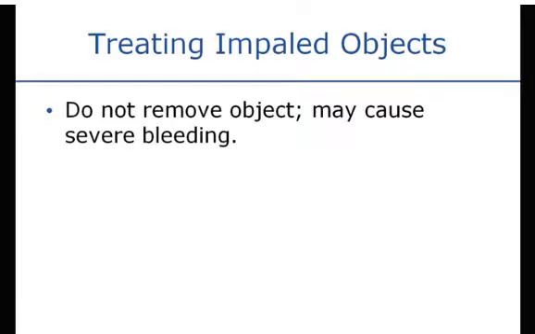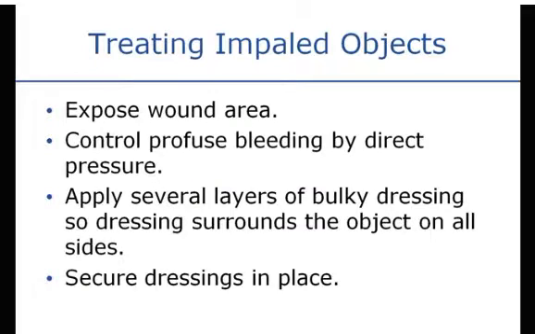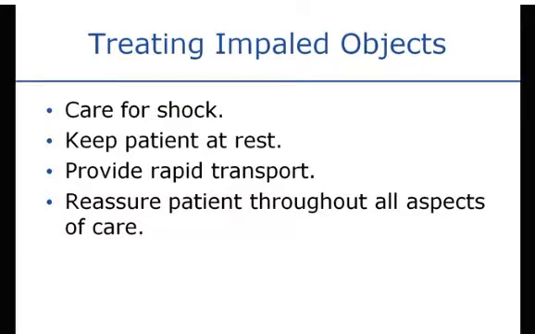Don't remove impaled objects because they may be tamponading the bleeding, and pulling them out may just cause severe bleeding. Expose the wound area where the impaled object is. Control any bleeding around the impaled object with firm fingertip pressure. Apply several layers of bulky dressings to help stabilize the impaled object in place, and then secure those dressings with a bandage. That should all help that impaled object not move around.